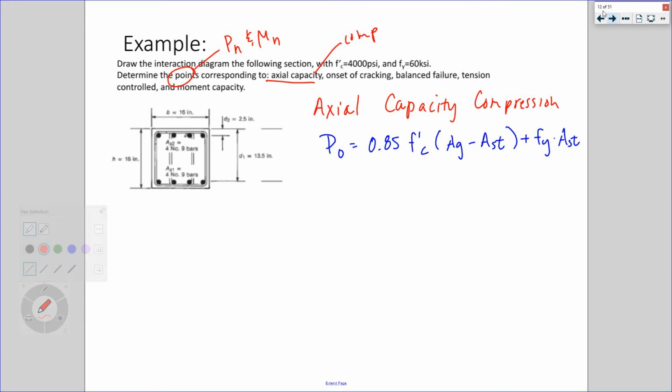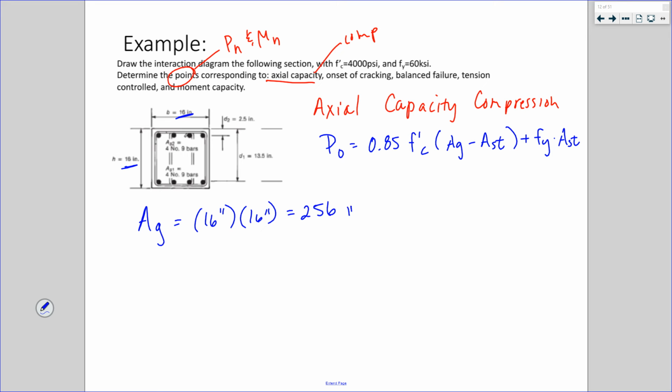So let's see. AG, that's my gross area. I've got 16 inches by 16 inches, so 256 inches squared. Now my area of steel. This is my total area of steel, not just one side or the other.